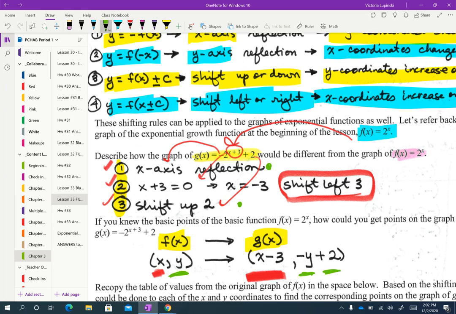So again, what am I going to be looking for you to do on a test or a quiz or an explanation? You should be able to, 1, look at the equation and describe it in words, and then you should be able to tell me how to do it with actual ordered pairs.